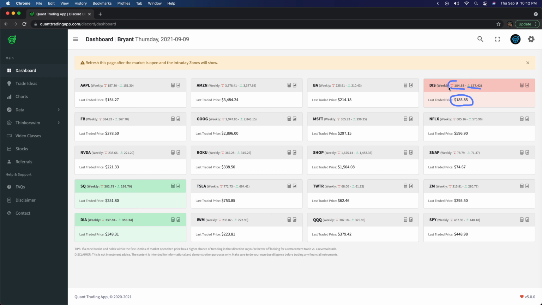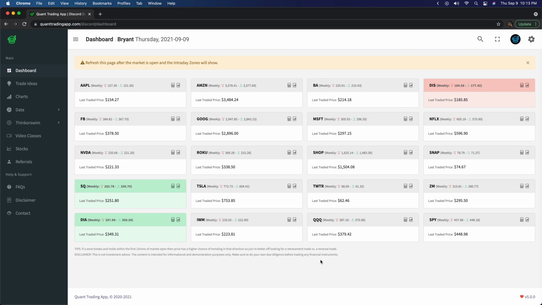So as we can see, the resistance is $184 and the last traded price for Disney is $185. Whereas the Dow Jones, the support for this week was supposed to be 350, and as you can see, we're trading at 349. So it has actually gone below its support. So the algorithm is saying, check these out because there's probably some sort of a bounce trade coming.